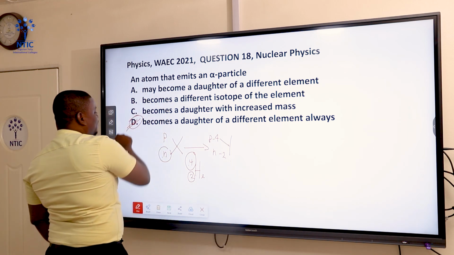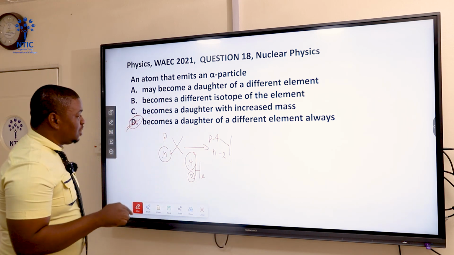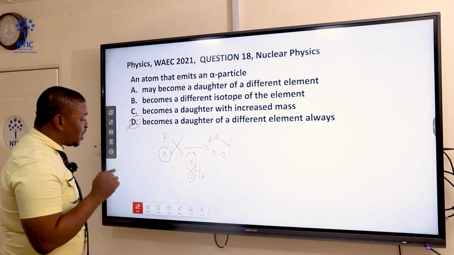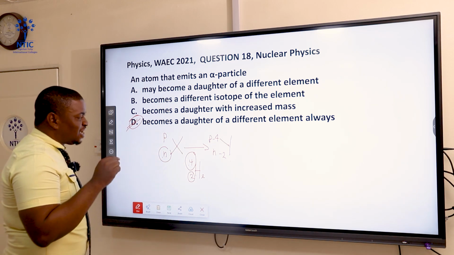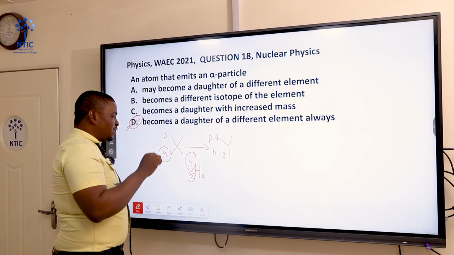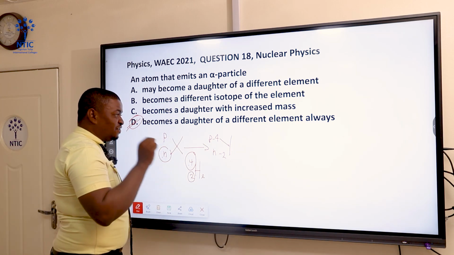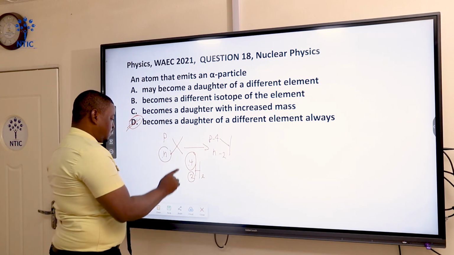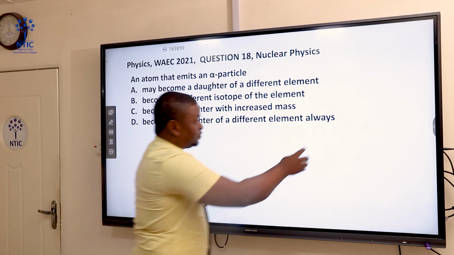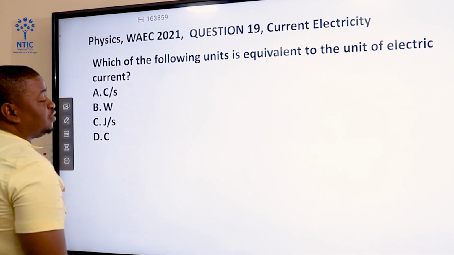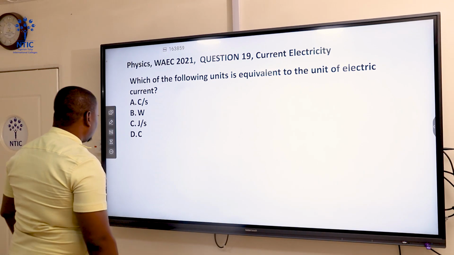So whenever there is an alpha emission, the mass number reduces by 4 and the atomic number reduces by 2. As a result of that, a different element is always formed. Take note. Next.